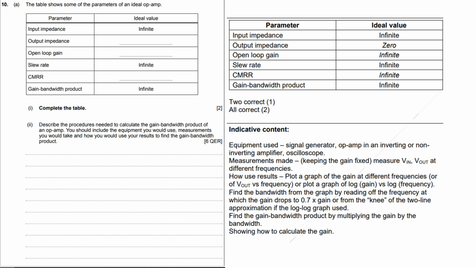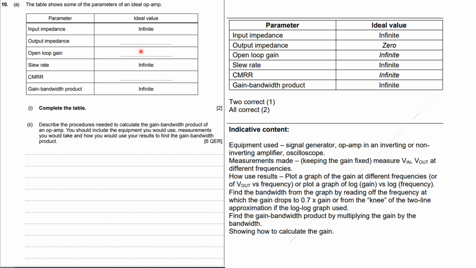Okay, I've just got the mark scheme up for this one. This is one of the QER ones, quality of extended response. Before that, let's just have a look at this table. Apart from output impedance, obviously we want that to be low. Think about it logically. Low impedance means infinite current. So output impedance is low or 0. We get as much current as we want.